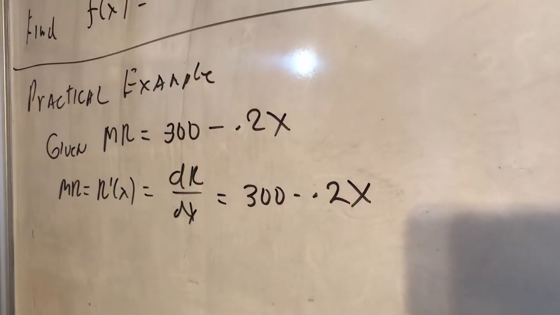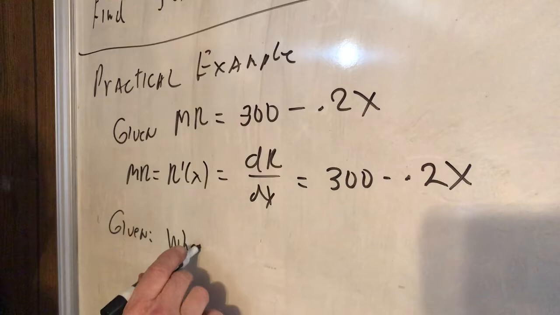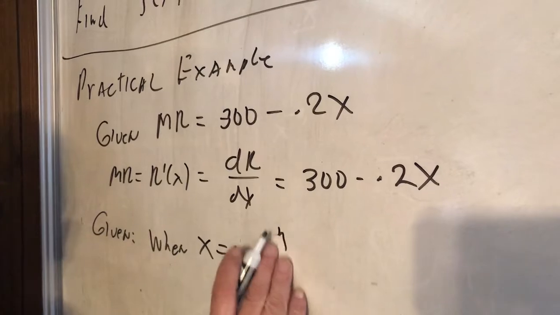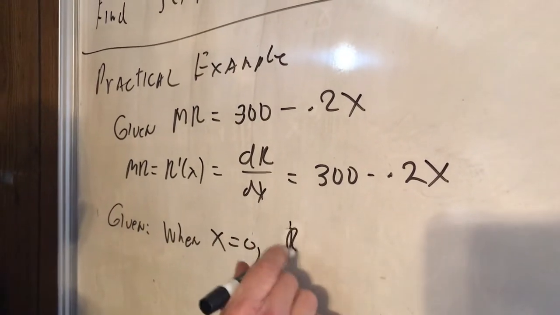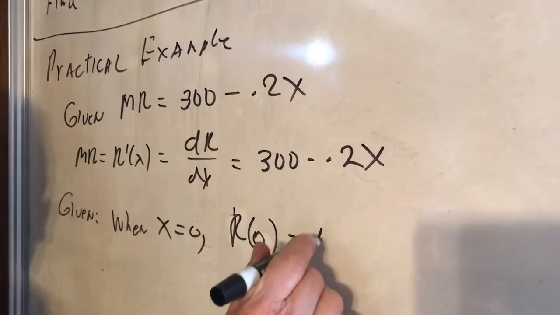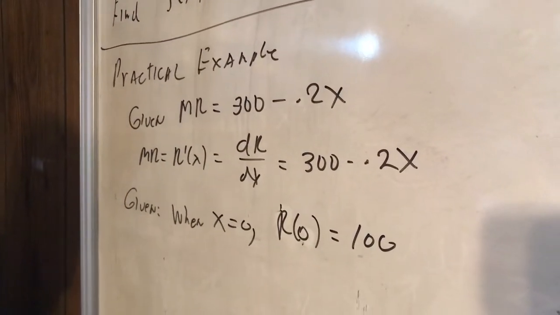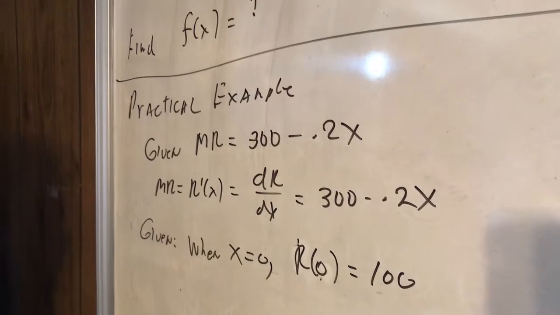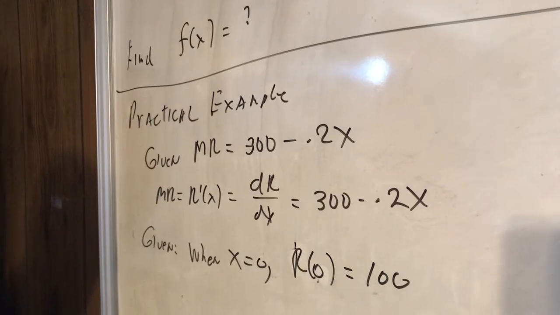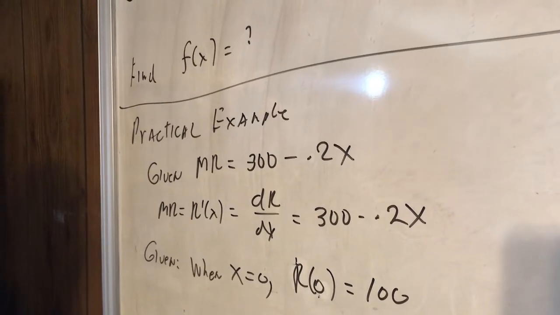I'm also given something else. I'm given that when x equals 0, the function that I'm going to find, the revenue, not the derivative, at 0 is going to equal 100. Now that tells me when I'm not making any product, I'm making revenue. I might have sold a piece of equipment or something like that, some old equipment. So that could be a reason for that. The reason is because it makes the problem good.